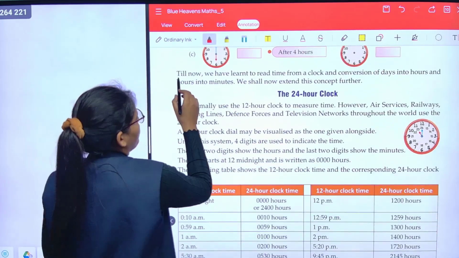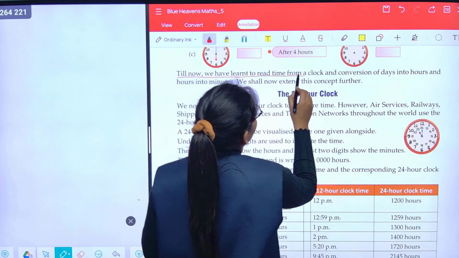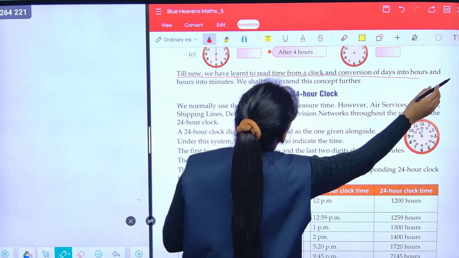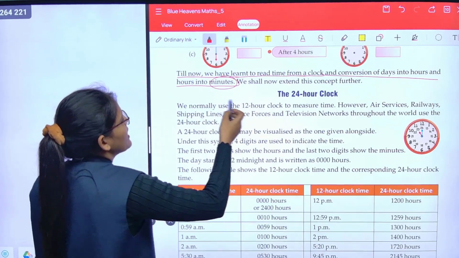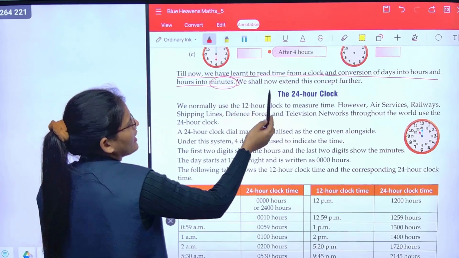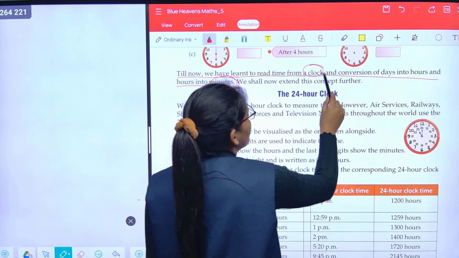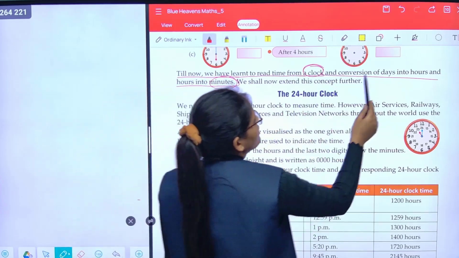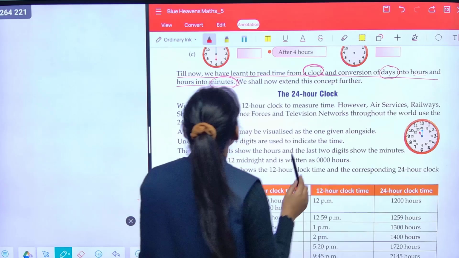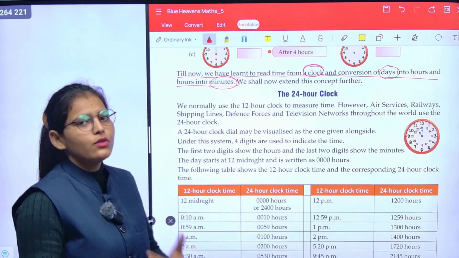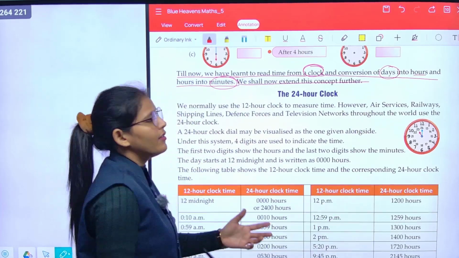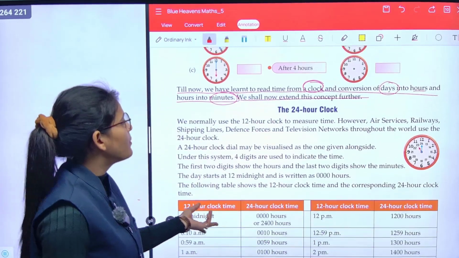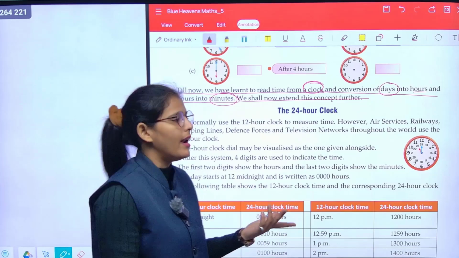Now till now you have learned to read time from a clock and conversion of days into hours and hours into minutes, or minutes into hours. We shall now extend this concept further. Now we will extend this concept further, class.